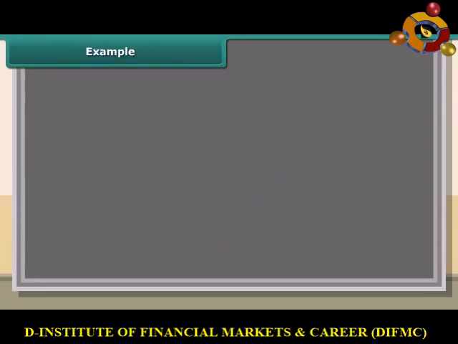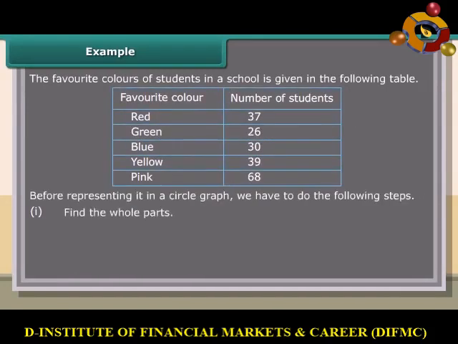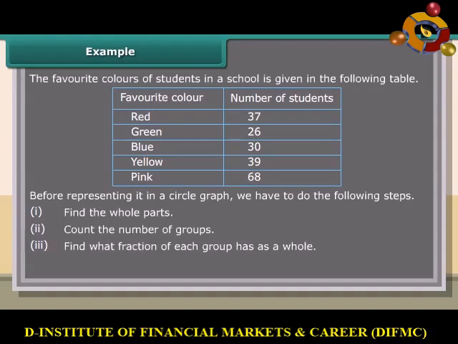Example 1. The favorite colors of students in a school is given in the following table. Before representing it in a circle graph, we have to do the following steps. 1. Find the whole parts. 2. Count the number of groups. 3. Find what fraction of each group has as a whole. 4. Find the central angle and draw the graph according to it.